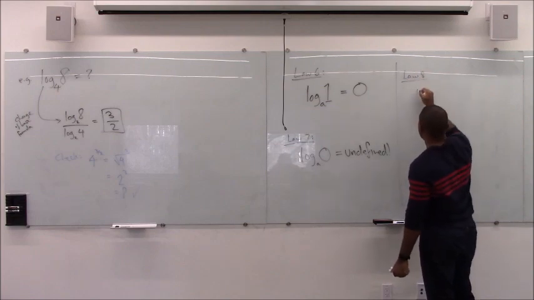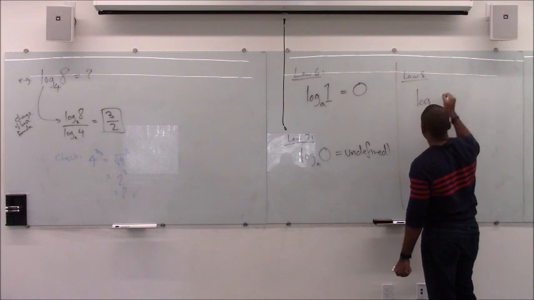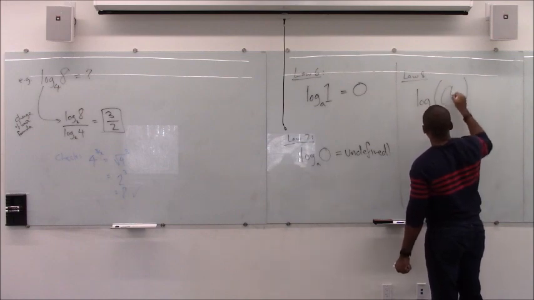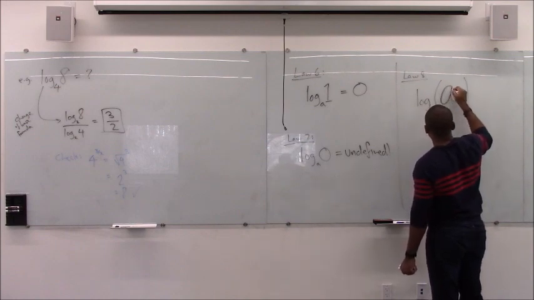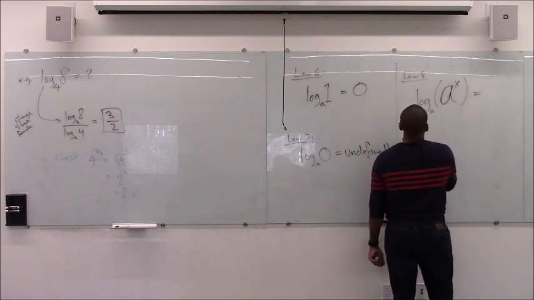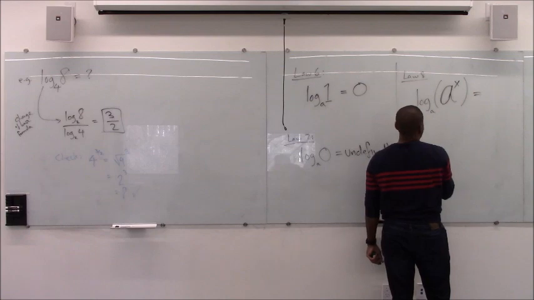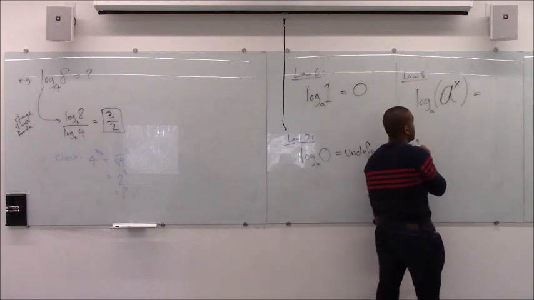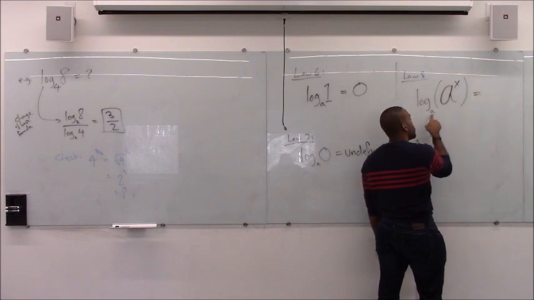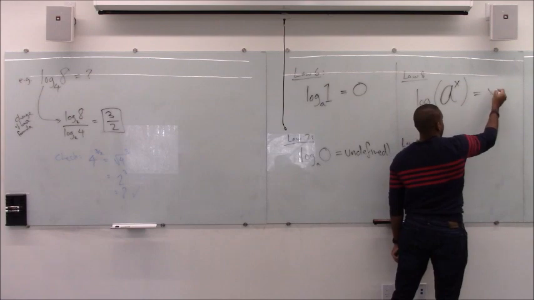Law 8. This says if you have a log and you plug into that log an exponential with the same base, what is the result? What power do I need to raise a to in order to get a to the x? x.